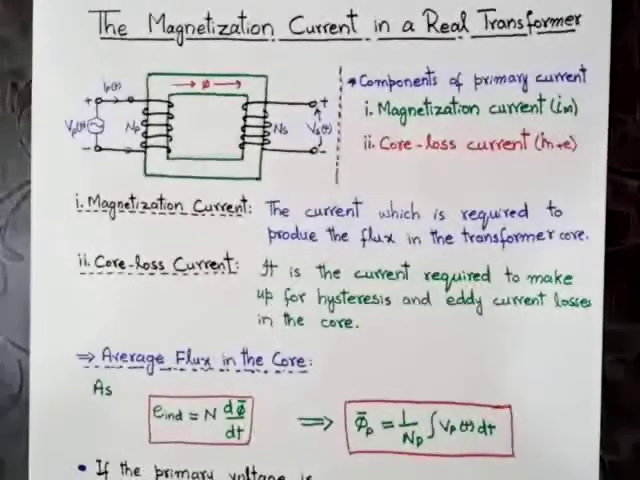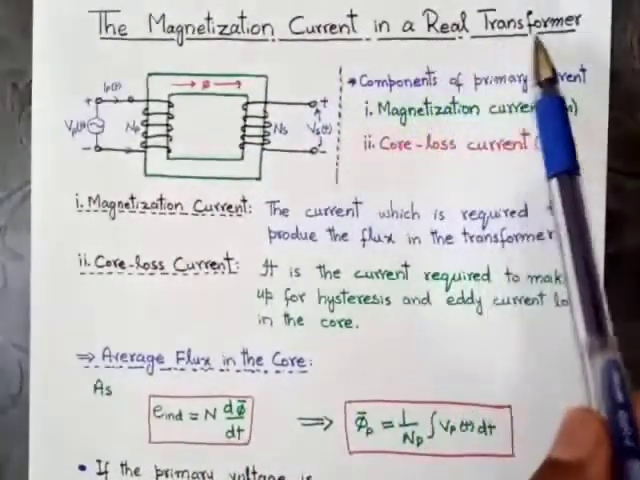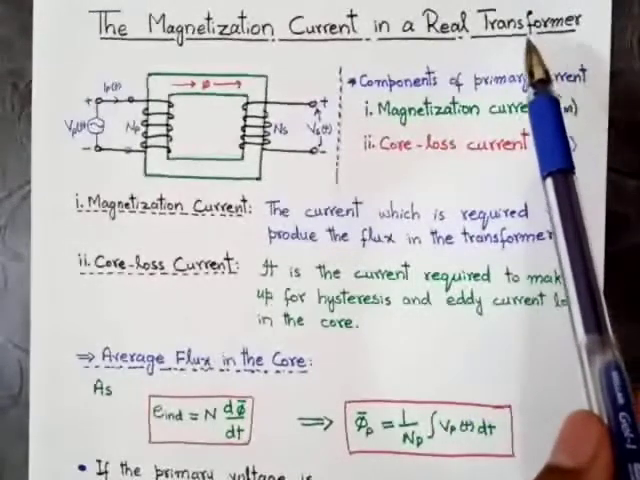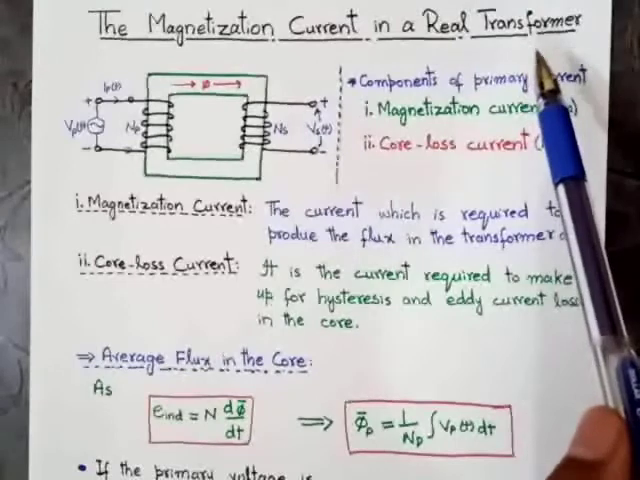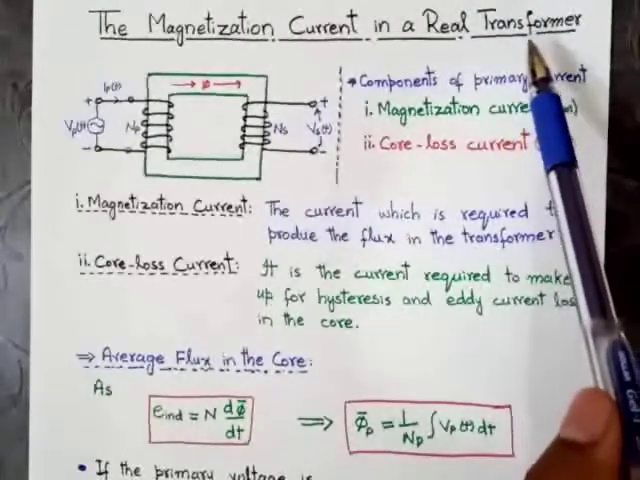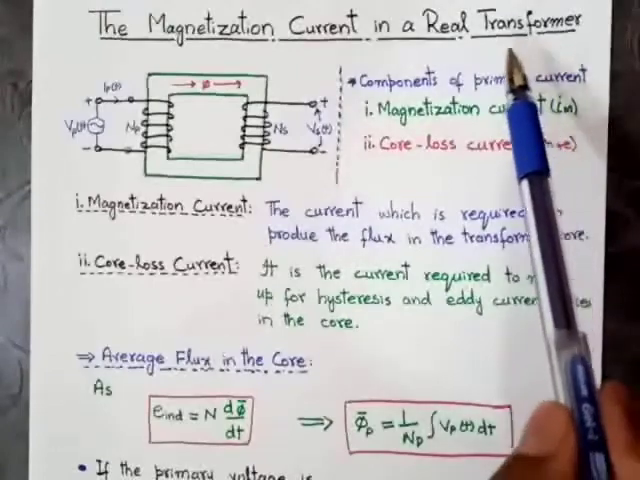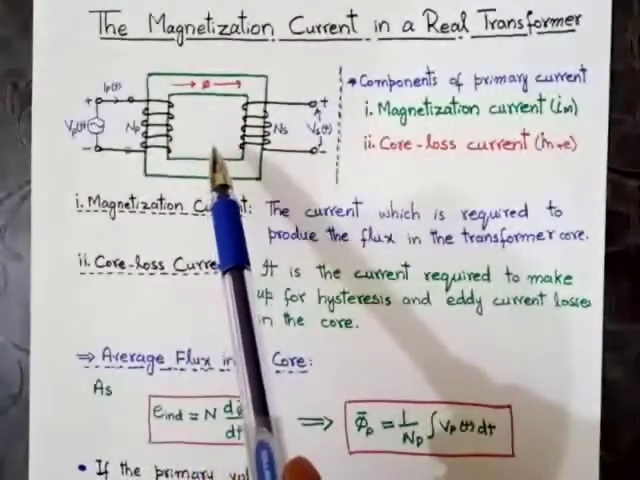Assalamu alaikum students. In this lecture, we will discuss the magnetization current in a real transformer, and also we will discuss the current ratio on a transformer and the dot convention. The diagram of a real transformer is shown here.